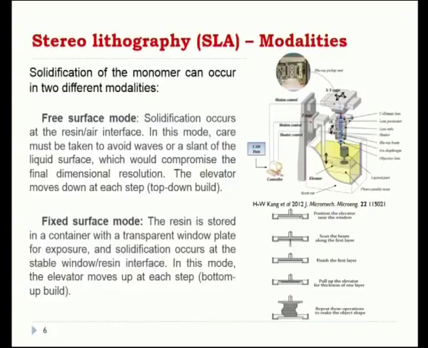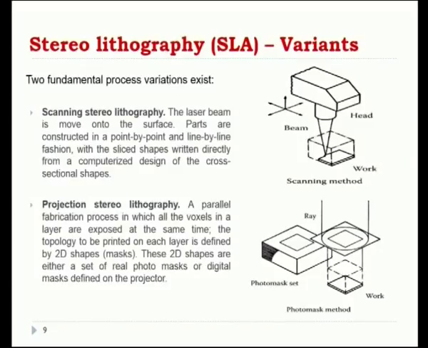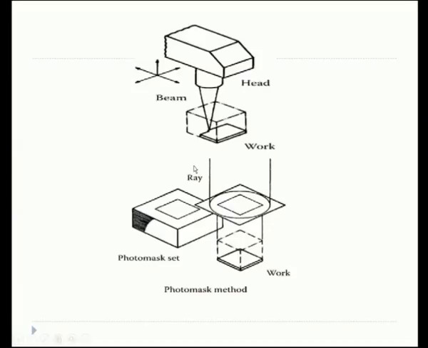Okay, so these are basic methods, two different modes by which SLA can be achieved. And for the next one, we can have different variants. What is a variant? It is how the method can be achieved by some equipment change, or how additional equipment can be given to the system so that we can achieve the same process. So that we can call a variant. What are all the variants we can have?